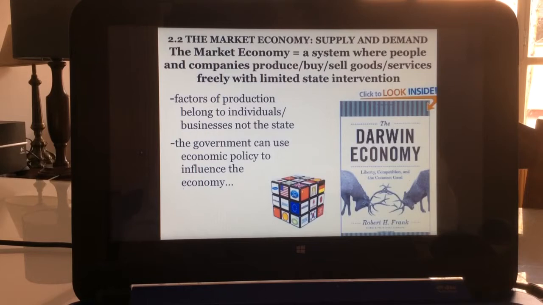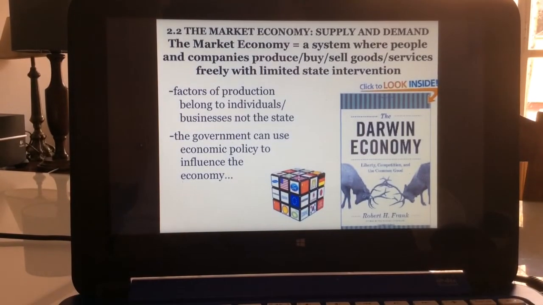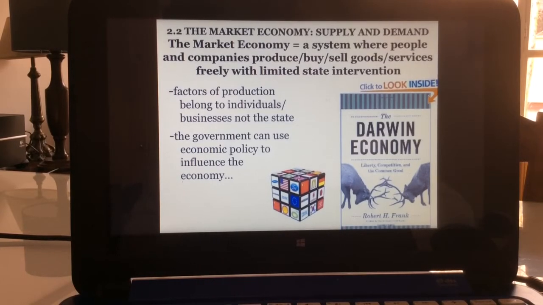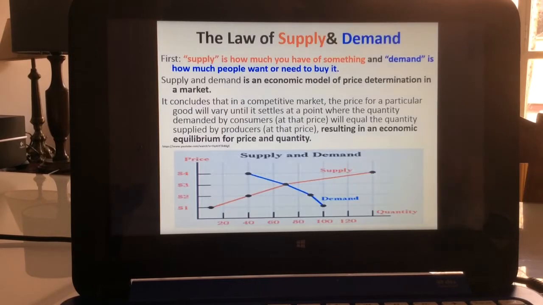The factors of production belong to individuals and businesses, not the state, and the government can use economic policy to influence the economy. So the market is not a physical place, but the market economy is where international trade takes place. Okay, so things are bought and sold. We say on the market, it's not a physical place, or sometimes they're talking about the stock market, for example. But it's just the buying and selling of goods without much influence from governments.